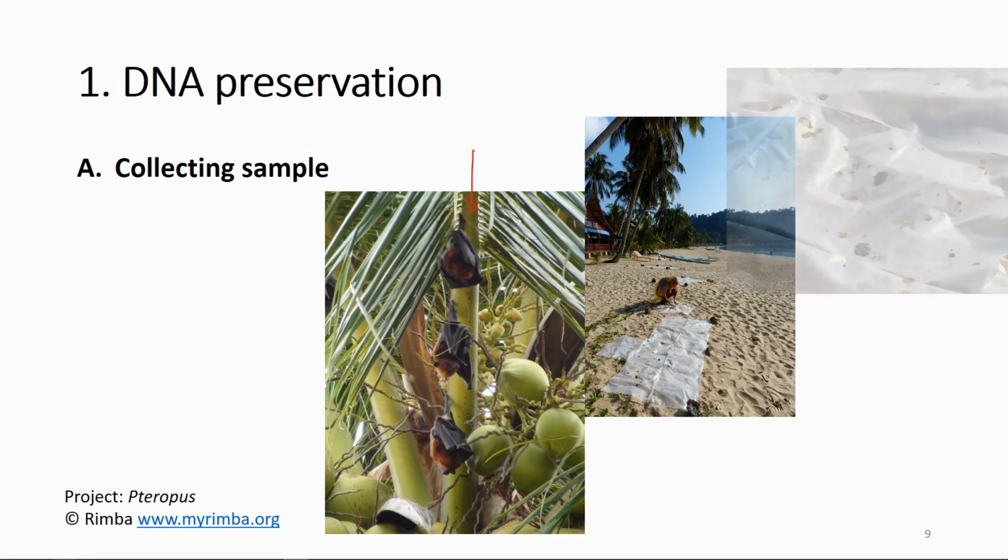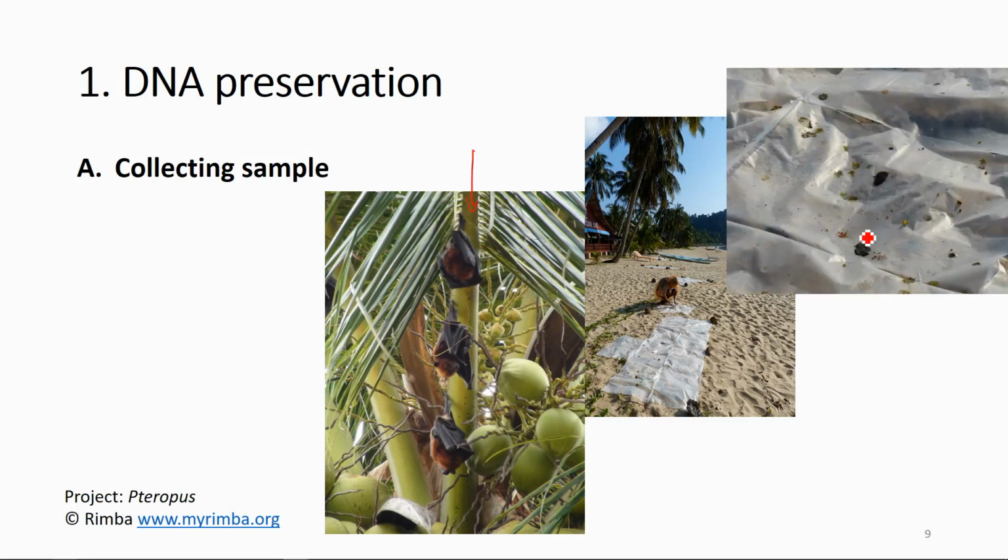So one way to do it is to collect the feces and then get the DNA from the feces, because the feces has passed through the digestive system, the intestine and things like that. So there might be some cells left over in the feces sample.